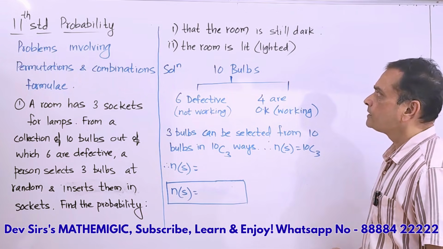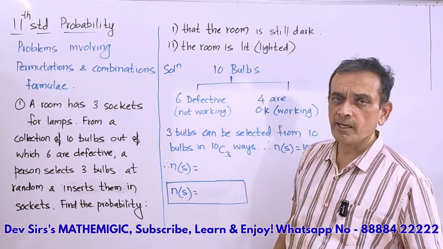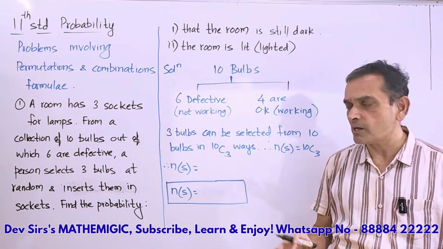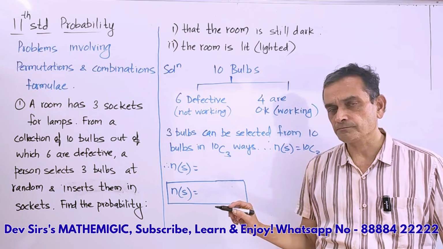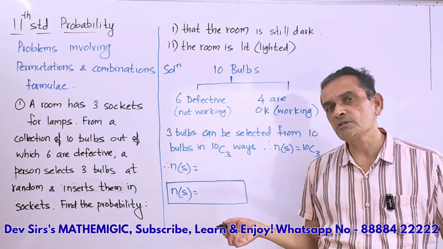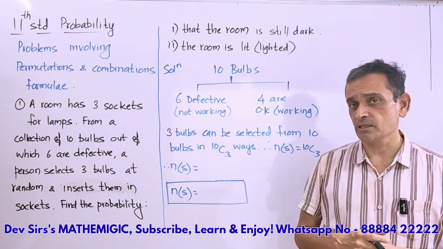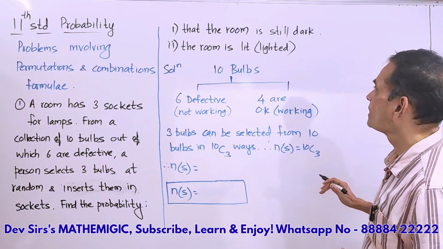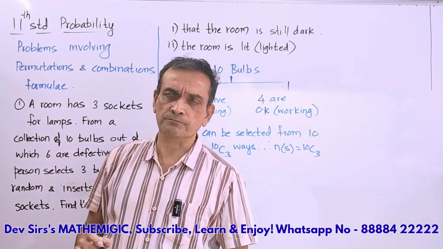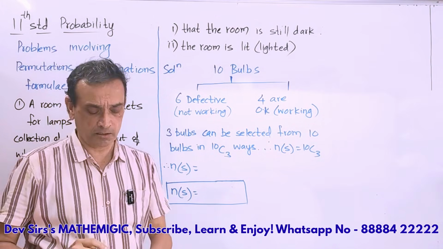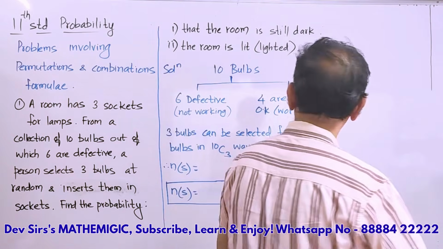Find the probability first that the room is still dark. मतलब तीनों bulb select करने के बाद socket में insert करने के बाद when he presses the button switch, the room is still dark. Second, the probability that the room is lit or lighted. 2 things are asked. So let's see how to go about the problem.